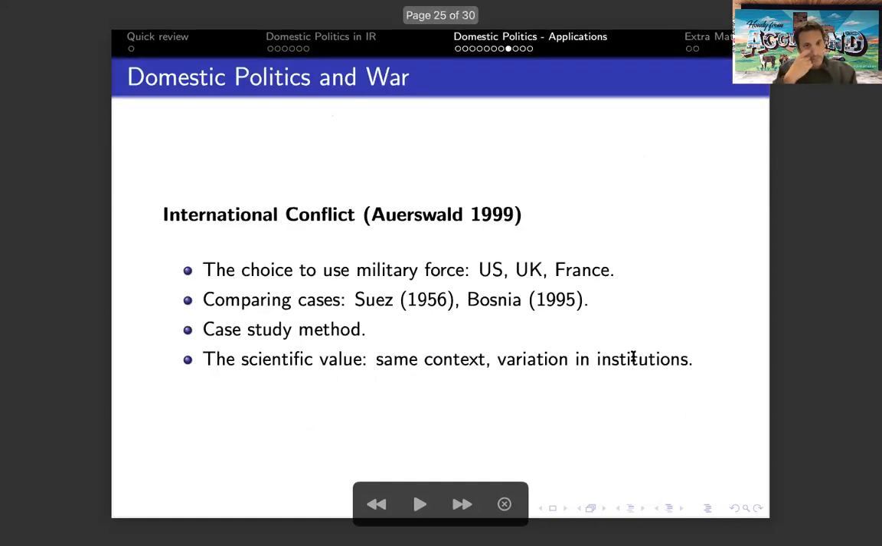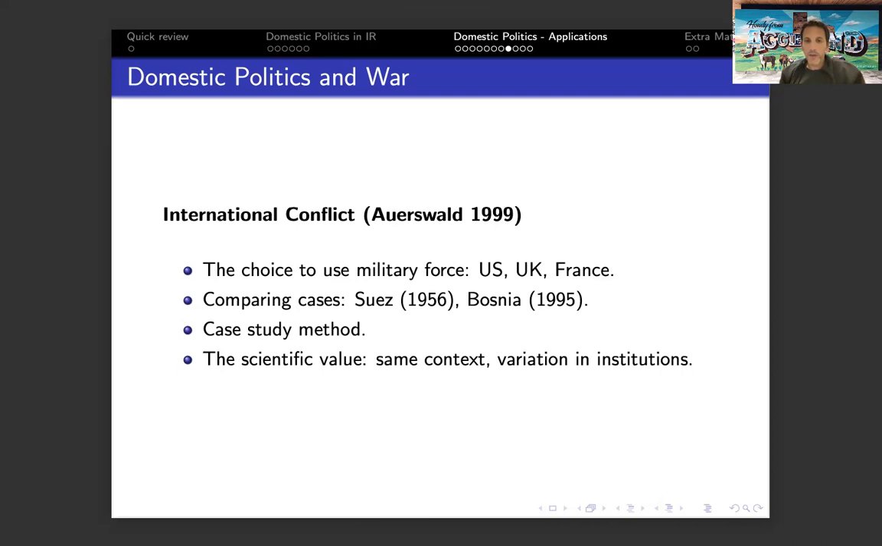All right, so the author engages in those kinds of tests to see how those domestic factors shape the decisions by political leaders whether to engage in international conflict. He compares the choice to use military force between the United States, the United Kingdom, and France in two cases. So he engages in what's called the case study method from a methodological standpoint. The case study method is a comparison of historical cases focusing on the behavior of the relevant actors and on the factors that are relevant for us. I'll give you the specifics in a few minutes.